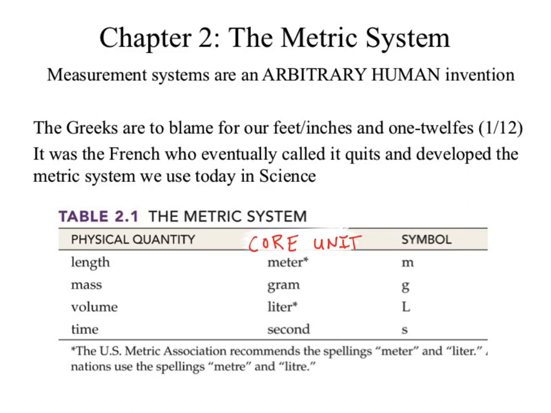A foot was literally the length of the king's foot. What happens when the king dies? A foot changes. You get a new foot, you get a new inch. Everything changes. So we don't want a measurement system based off of a person's life, because when they die, our system falls apart, and we have to reinvent the system and reinvent our conversions.